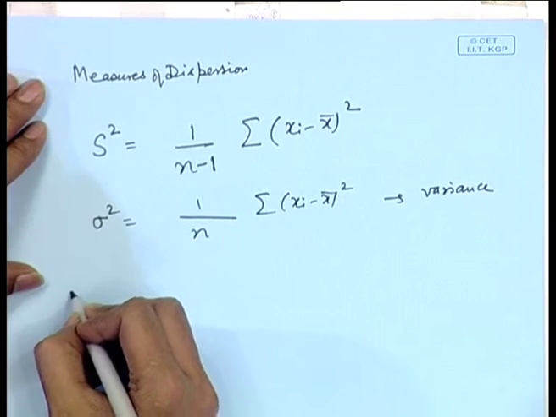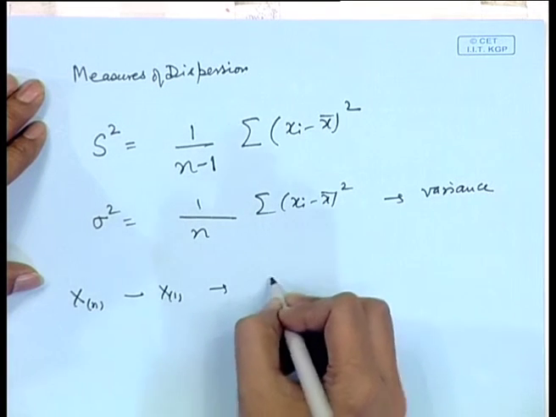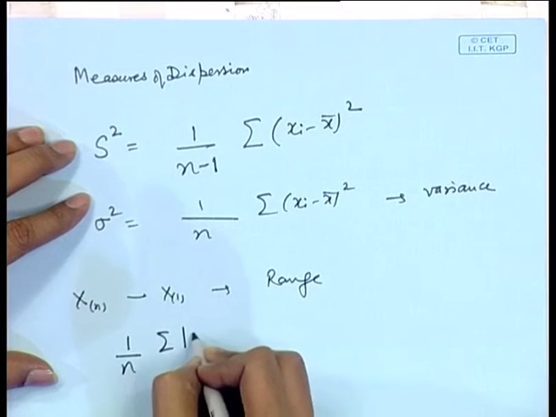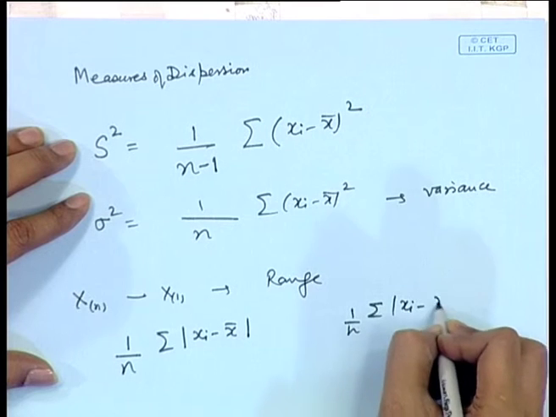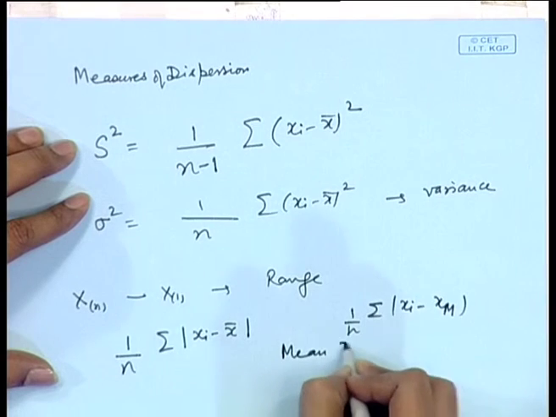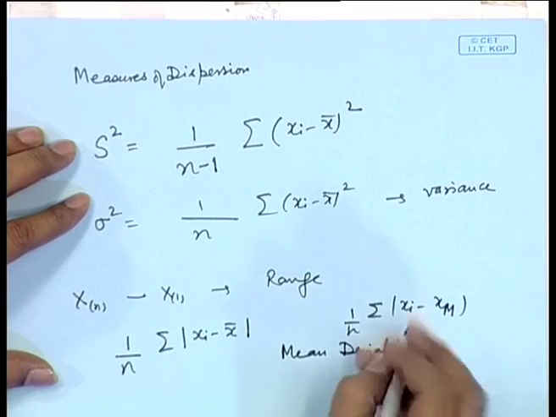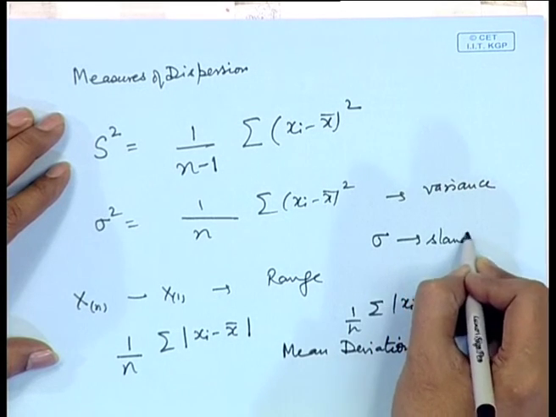Another measure is the difference between the largest value and the smallest value, which is called the range, that is the maximum minus the minimum. We may also look at the mean deviation, that is 1 by n sigma |x_i minus x bar|, or 1 by n sigma |x_i minus x_m|, where x_m is the median. These are called mean deviations. All of these give information about the variability in the data. When we take sigma, that is the square root of the variance, this is known as the standard deviation.